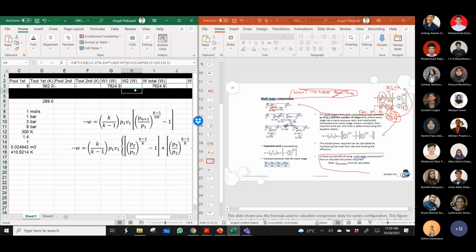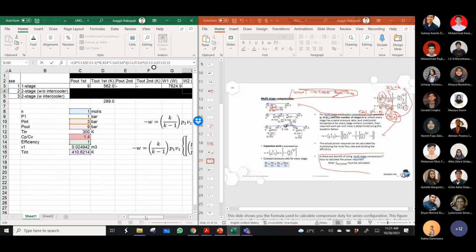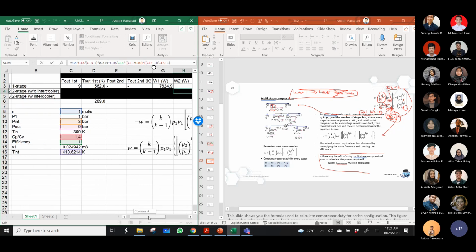So as I mentioned before, for case 2, the second approach, you have to treat it separately. Why? Because the temperature is actually different between the first stage and the second stage. But you can use the same formula as in the first case. The only difference is the pressure ratio. Instead of 9, now you use a pressure ratio of 3. The rest for the first stage will be the same. For the second stage, use the same formula again, but now the temperature will be different.